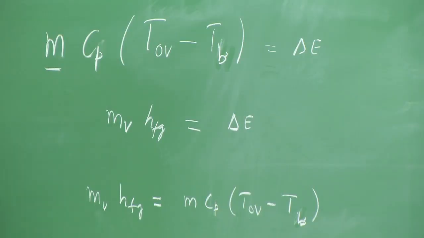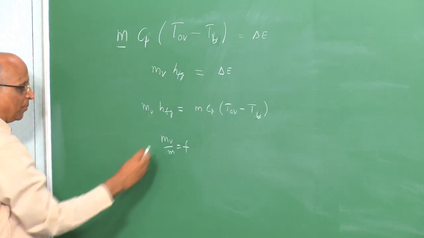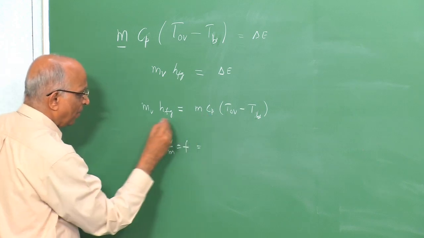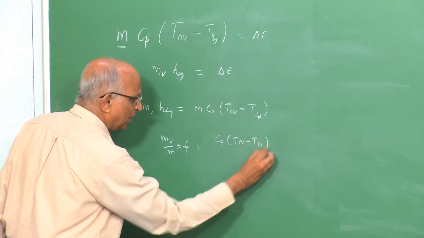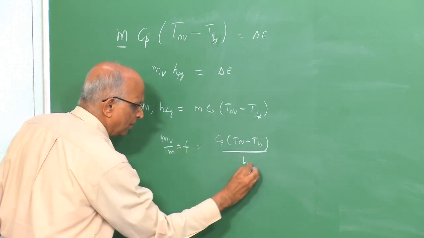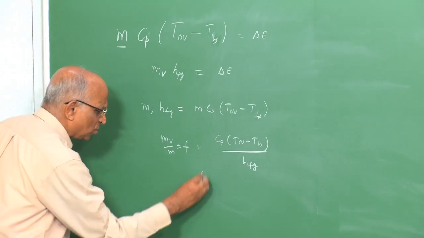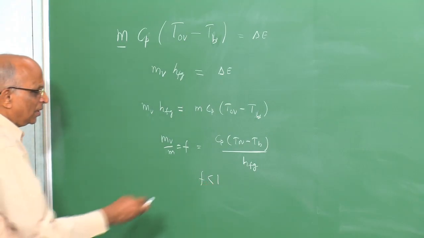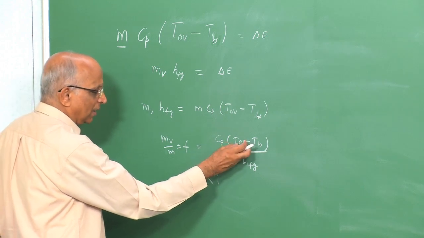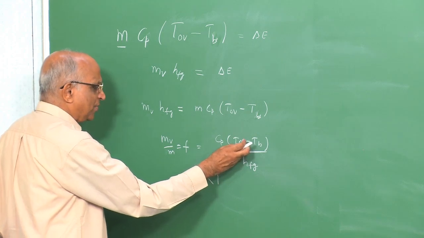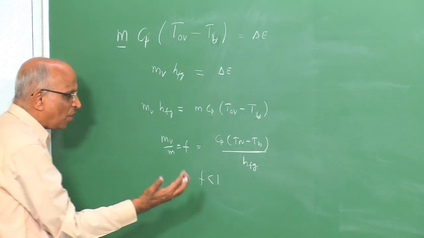Therefore, I can now say mv by m, which is the fraction of the liquid which evaporates, is equal to Cp into T overheated minus the boiling temperature, divided by the value of the latent heat over here. Now, when I consider this, this fraction has to be less than 1. But in case the explosion is such that the overheated temperature is very much greater, like in the hydrovolcanic eruption, that means you heat it to extremely large temperatures, this particular formula can give a value of F greater than 1, which is not possible in practice.